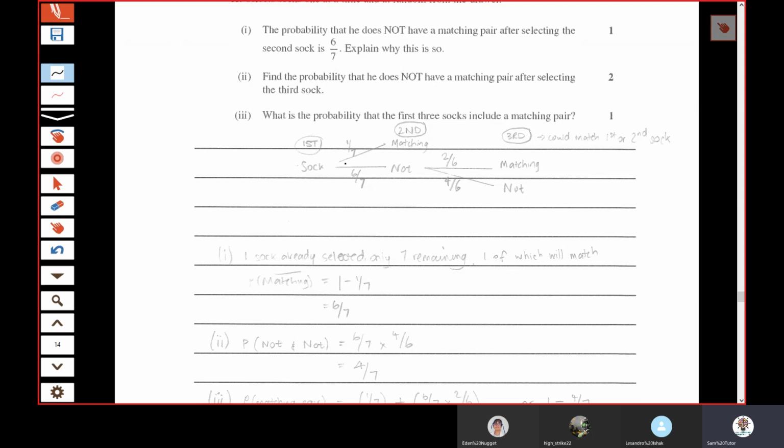So we've got a sock, the first you could have had, so this is already done, right? If it's matching, it would have been 1 out of 7. One particular sock left out of 7 socks left. Not matching would have been 6 out of 7.